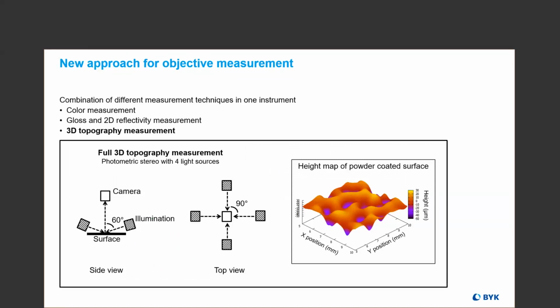And so here we have a diagram showing the setup of the 3D topography measurement. In the side view, we see that the illumination is coming from 60 degrees off the normal. And by looking at the top view, we see that the 4 light sources are positioned at 90 degrees to each other with the camera at the center. And the result of this measurement is a height map, as we can see on the right. The height map is color-coded so that the yellow, the light orange portions indicate the highest elevation, and the purple portions indicate the lowest.